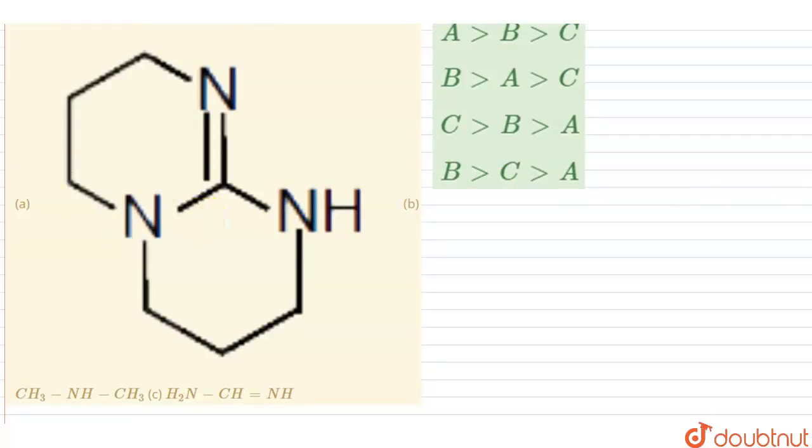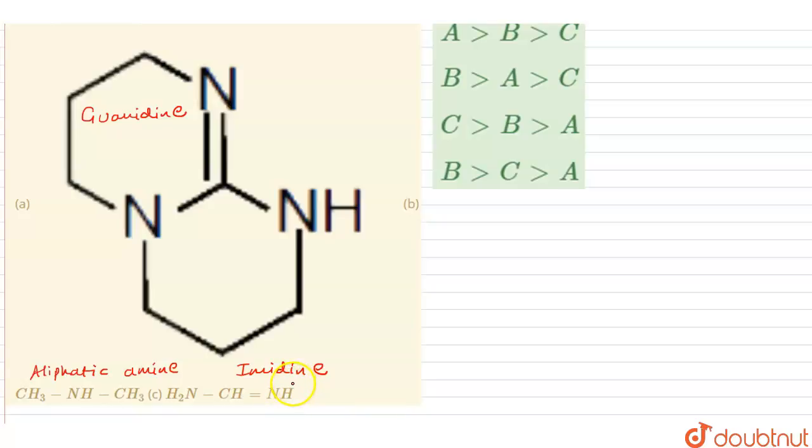3 different bases out here. The first one is what you could say a guanidine kind of a derivative. And the second one is obviously a simple aliphatic amine. And the third one, as you can see, is an imidine, because we are having 2 NH groups, and that is the reason I'm calling it an imidine.